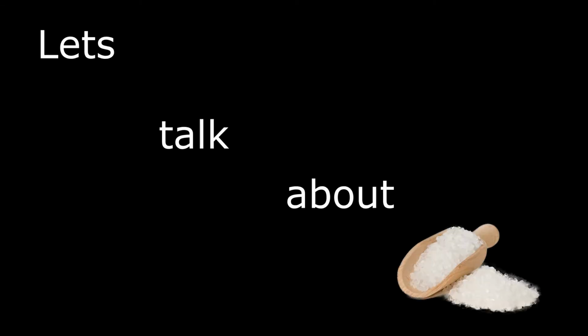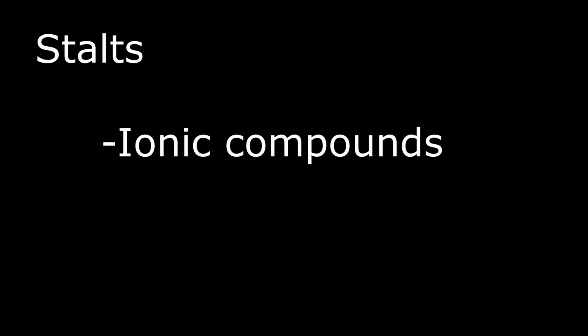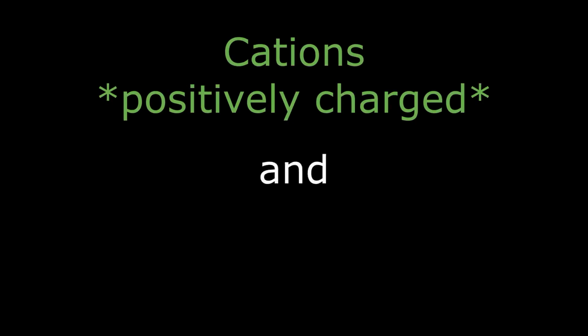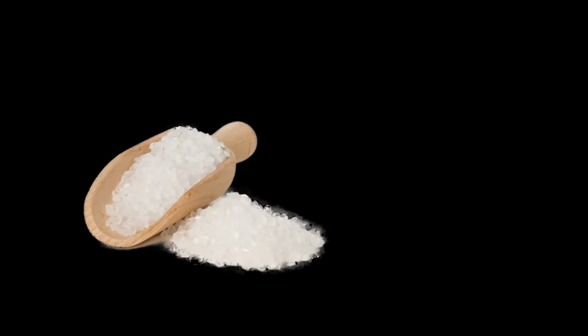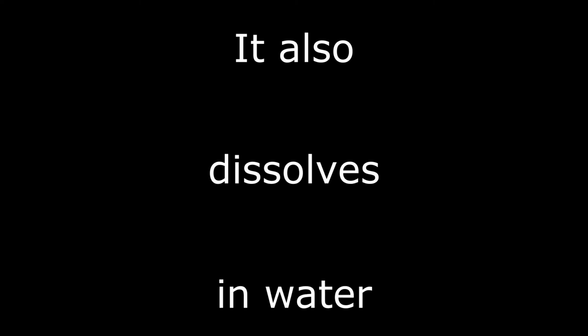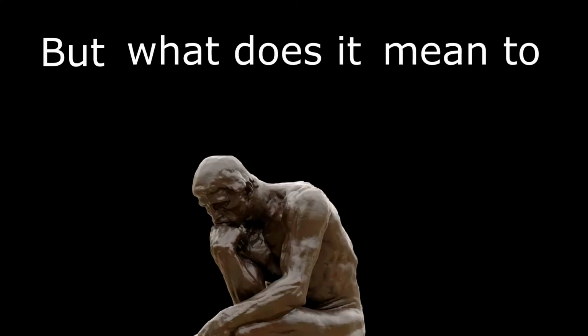Let's talk about salts. Salts are ionic compounds that are made from, well, cations and anions. But don't get confused. Table salt is a salt, but it's not all salts. It's just named blatantly. Deal with it. It also dissolves in water like other ionic salts. But what does it mean to dissolve?